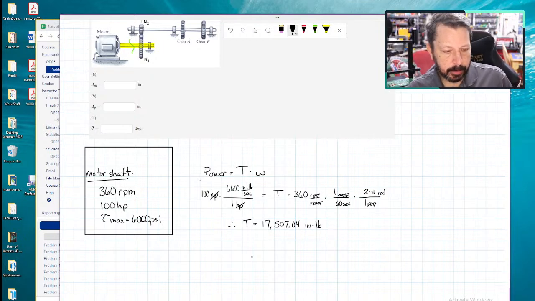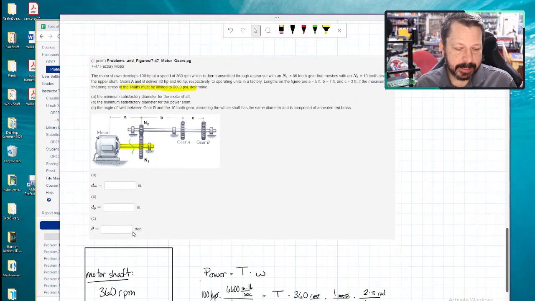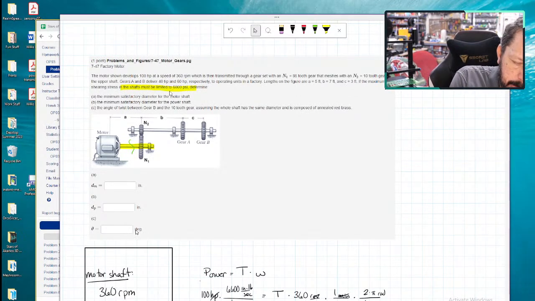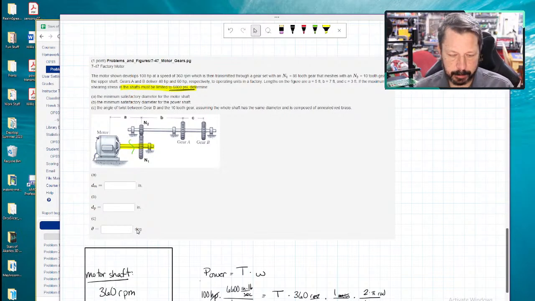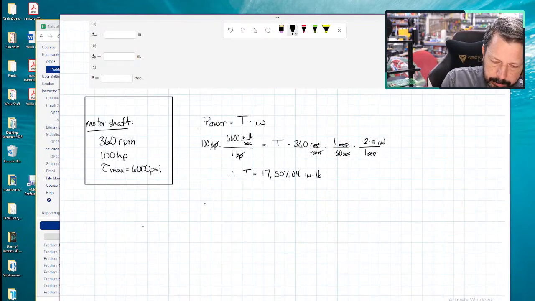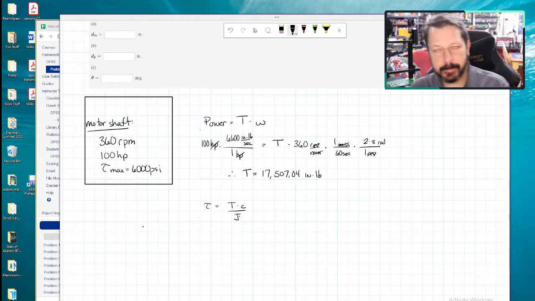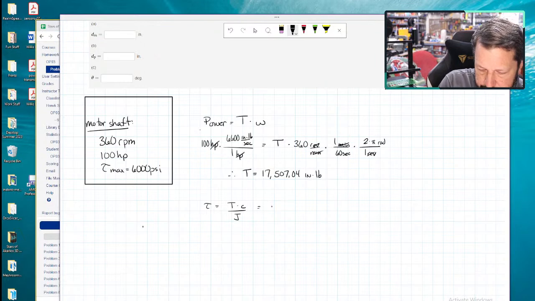It wants the minimum, or what did they say? Minimum satisfactory diameter. They did not say anything about a factor of safety. They just told us the largest shear stress that they're going to allow is 6,000 psi. So now we can go tau equals T, I'll use the C in this case. They want to know the outer diameter, but C is the outer radius, so we'll just remember that. So they have limited our tau to 6,000 pounds per square inch.